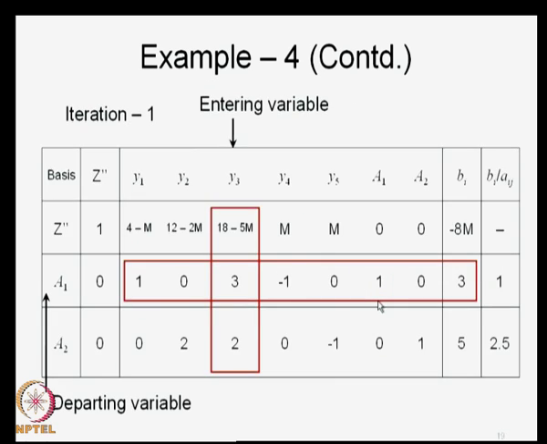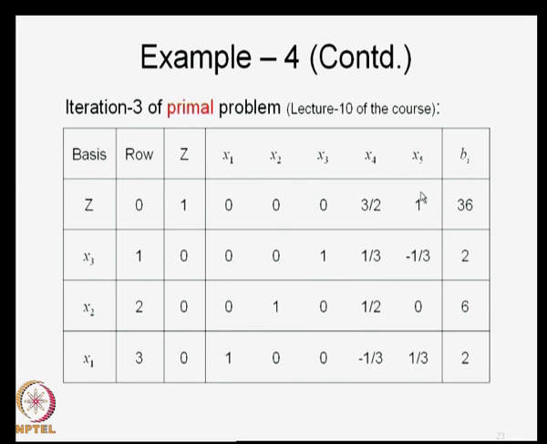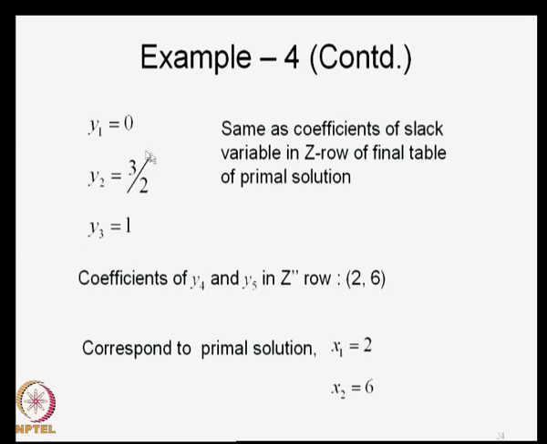The coefficients in the optimal tableau of the z row corresponding to the slack variables x 3, x 4 and x 5 are 0, 3 by 2 and 1, which are the same solution as y 1 is equal to 0, y 2 is equal to 3 by 2 and y 3 is equal to 1.